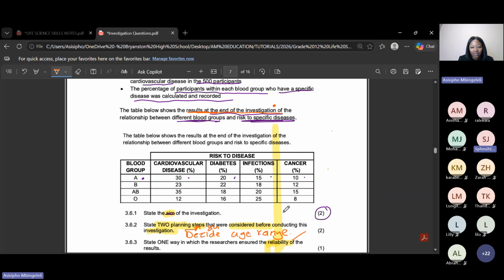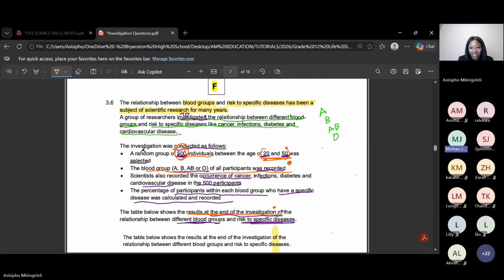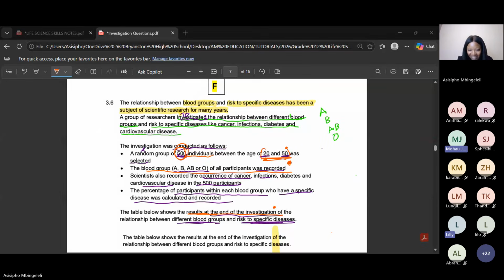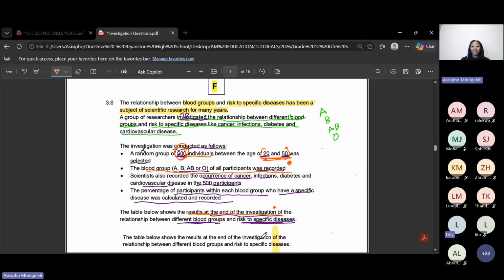State one way in which the researchers ensured reliability. Give me an answer. Reliability, we look at RSA. Let me move up. Maybe you need to read again. They use the large sample size. The sample size, of how many? You can't just say they use the large sample size. Of how many individuals? 500 individuals. Thank you. That's a mark. If you just say they use the large sample size, there's no mark. Tell us they use a large sample size of 500 individuals.